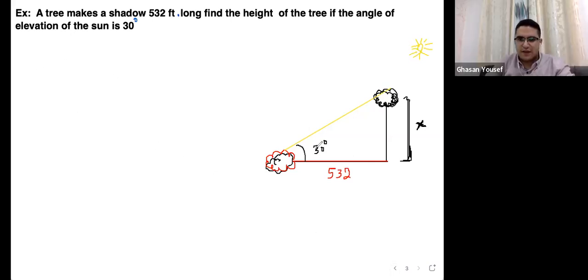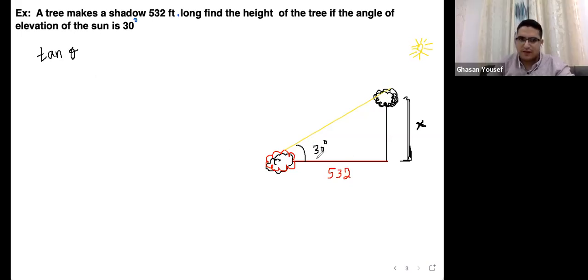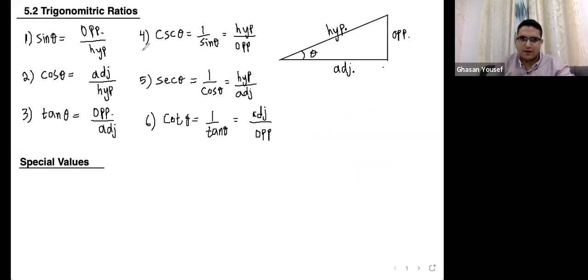Because the tan equals what? Tan of the angle equals the opposite over adjacent. Exactly. The tan of 30 equals the opposite over the adjacent. The tan of this angle equals the opposite over the adjacent, using this formula.